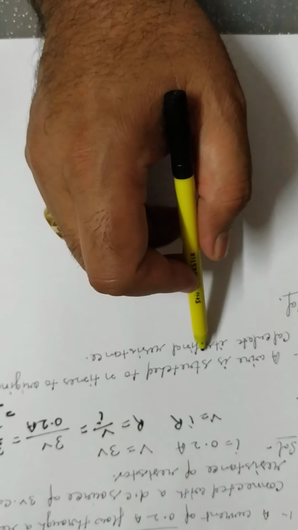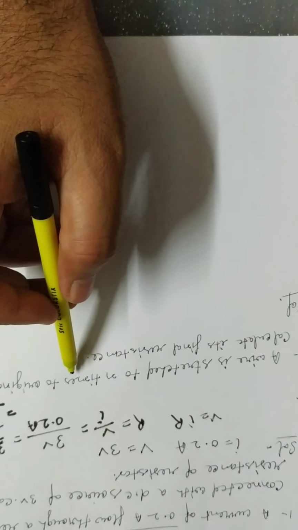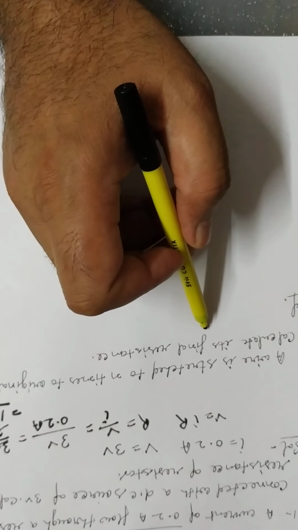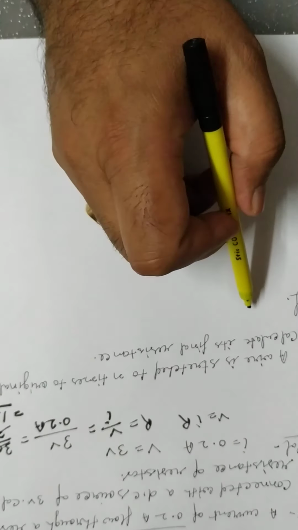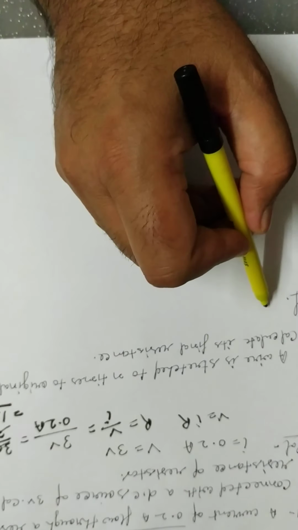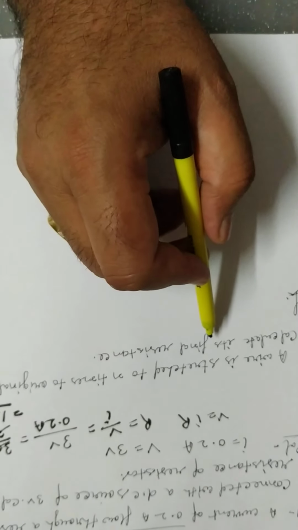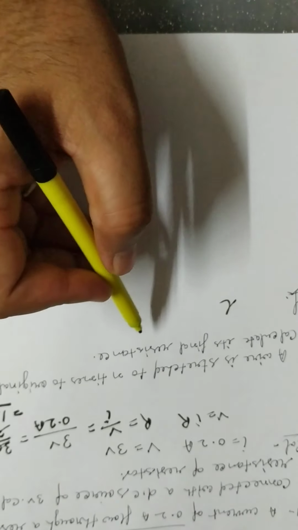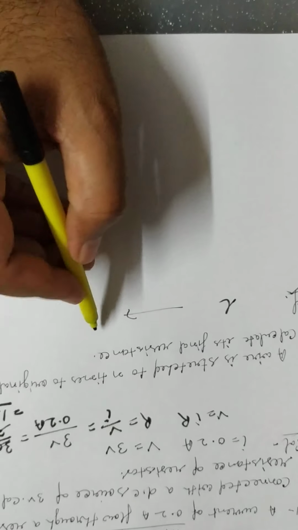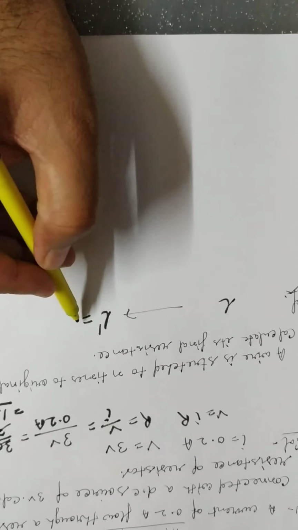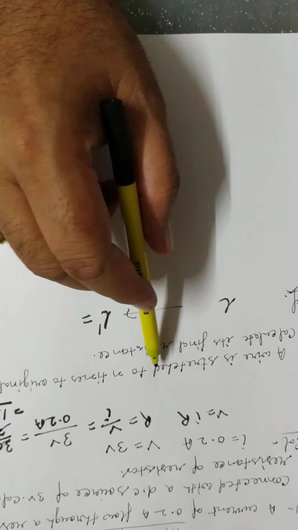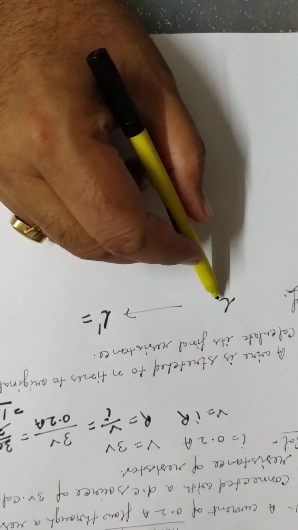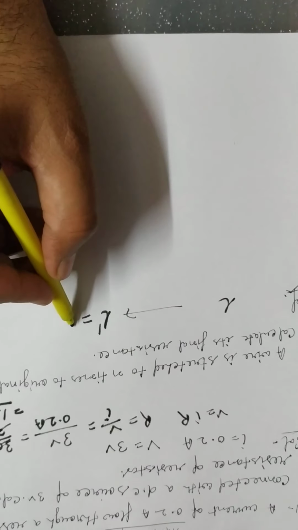A wire is stretched to n times its original length. Calculate its final resistance. So, to see the solution, first we consider the initial length of the wire is L and the final length becomes L dash. According to the question, the final length becomes n times the original length. So if the final length is L dash and the initial length is L, the final length becomes nL.